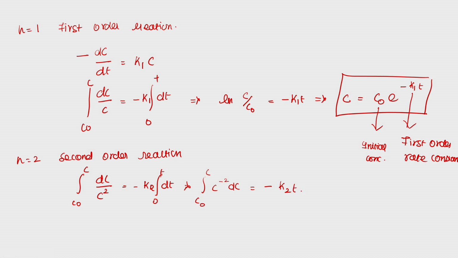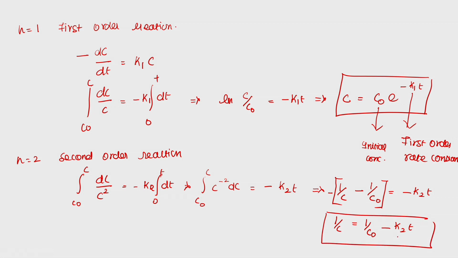If you are from an engineering background, you have already taken a course on chemical reaction engineering, so this would be simple. Alright. So, this is 1 upon minus C minus 1 upon minus C naught, which is nothing but minus K2 t, since minus 2 plus 1 gives minus 1. So, this will become a minus, alright. So, you would have 1 upon C is nothing but 1 upon C naught minus K2 t. So, this is the second order rate constant.